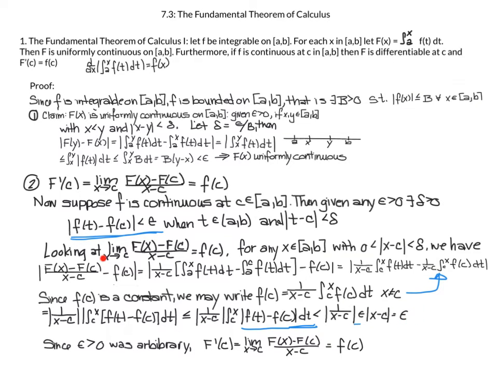So that means my derivative, f prime of c, which is defined here, minus my limit is less than epsilon, which means my f prime of c is equal to f of c. And I've proven what I needed to show.